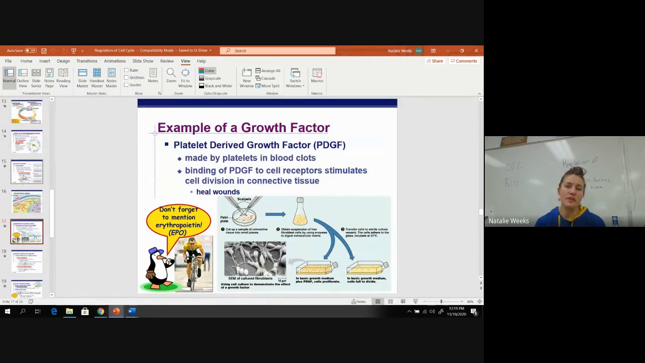So an example of one of these growth factors is PDGF, which is platelet-derived growth factor. Platelets are in blood, and they're made out of the platelets in blood clots. When we bind this PDGF, it stimulates cell division in connective tissues. So if you have a torn ligament, one thing that we can do is inject growth factors into that ligament to help it heal.